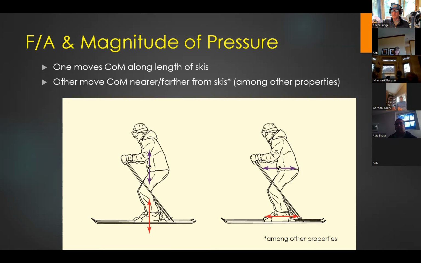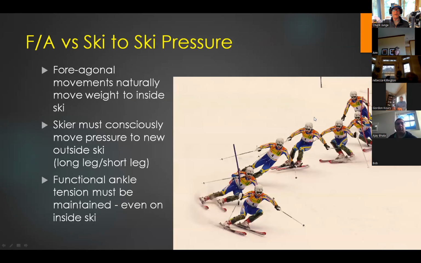Among other things, and then ski to ski pressure. Foregonal movements naturally move weight to the inside ski, which you guys felt. So we have to consciously move pressure to the new outside ski. That's that long leg, short leg relationship. Otherwise, we are not going to do very well.